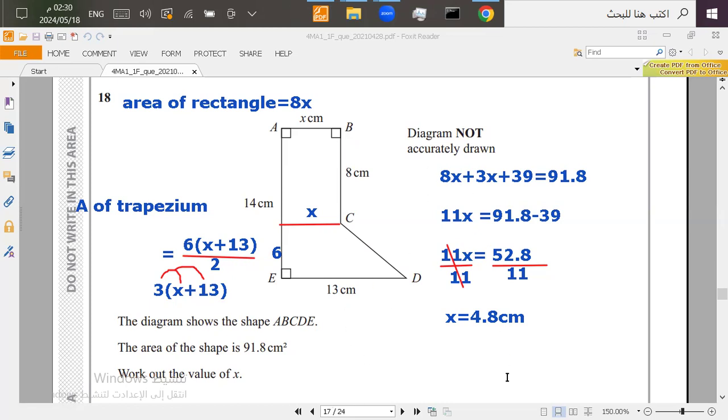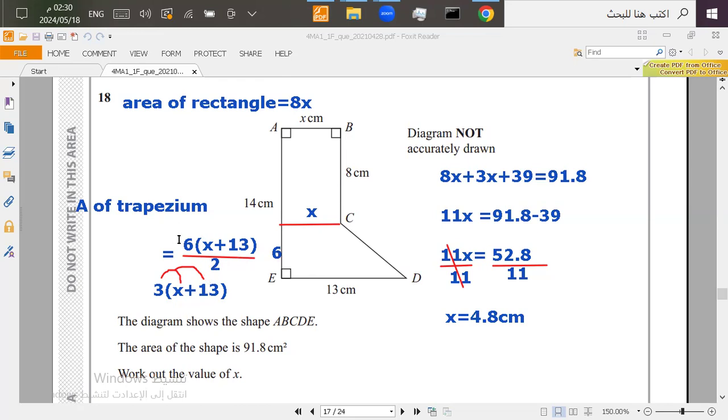Same idea will get you to the same answer. Focus on the steps. Here we made a rectangle and a trapezium. The area of the rectangle is 8 times x, which is 8x. And the area of the trapezium is a plus b, which is x and 13, multiplied by half, which is divide 2, and multiplied by the height, which is 6.